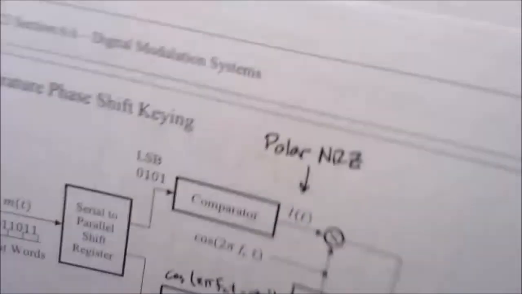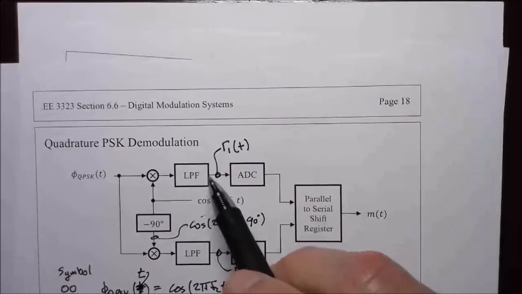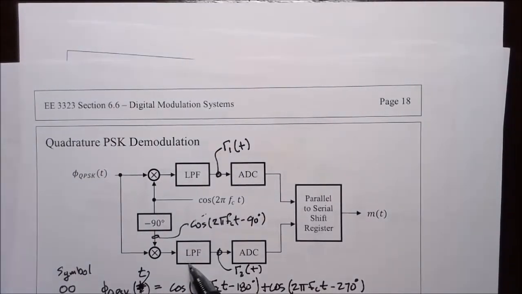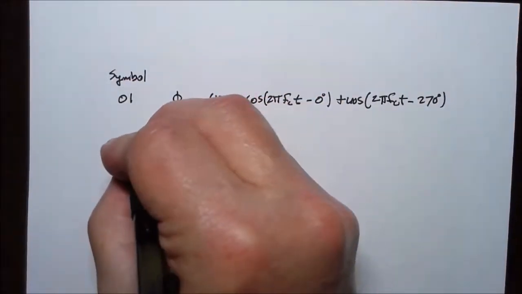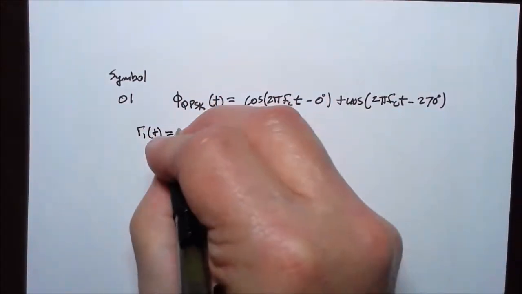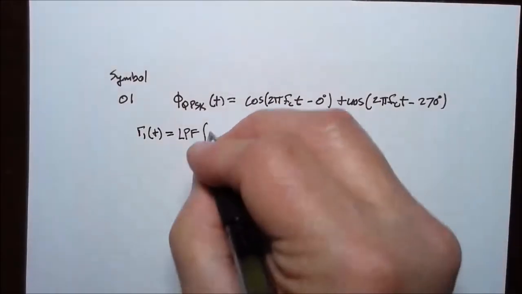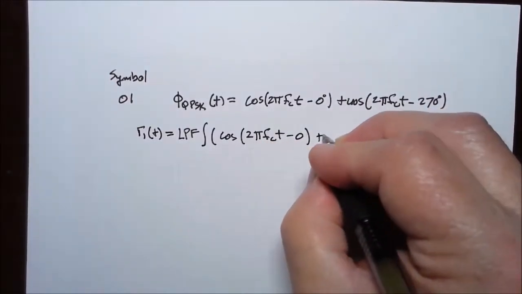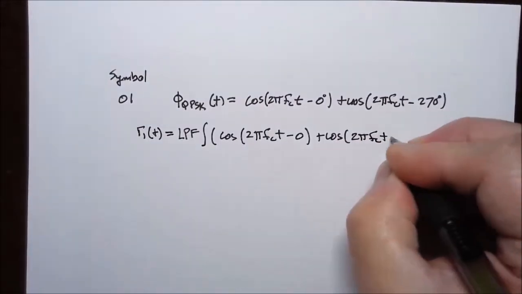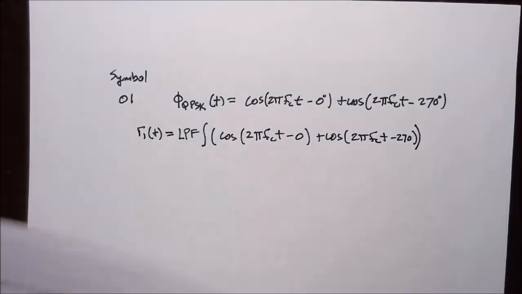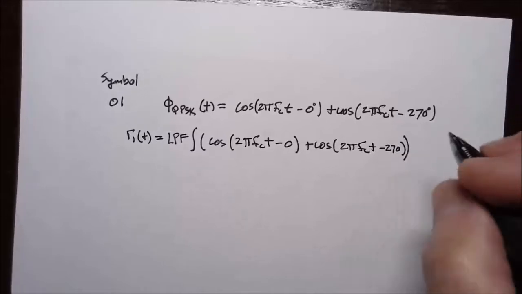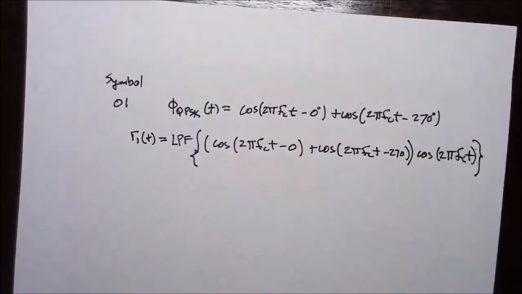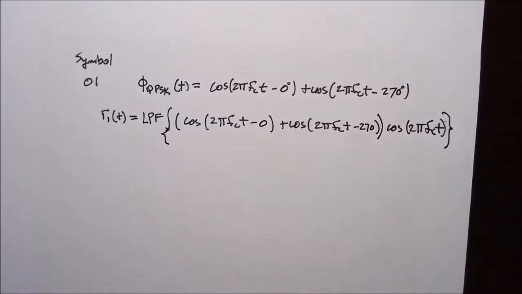So now we have to work out the signal that comes out of the low-pass filter in both the in-phase demodulation and the quadrature phase demodulation, and that would make R1 of t equal to the low-pass filtered version of this signal, cosine 2 pi FCT minus 0 degrees plus cosine 2 pi FCT minus 270 degrees, and then that sum of cosines is multiplied by cosine 2 pi FCT and then low pass filtered, and you would do the same procedure.